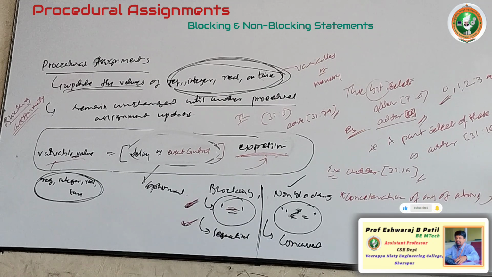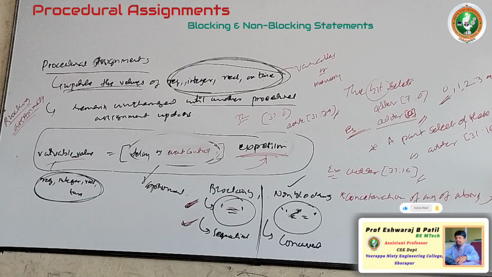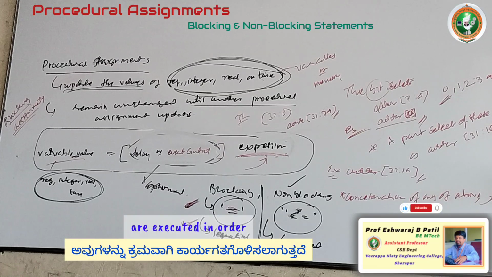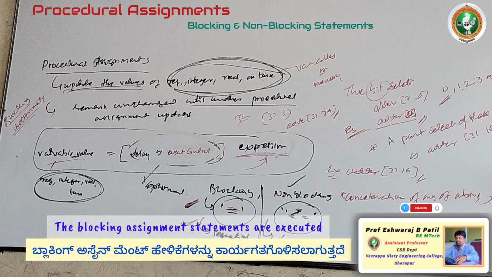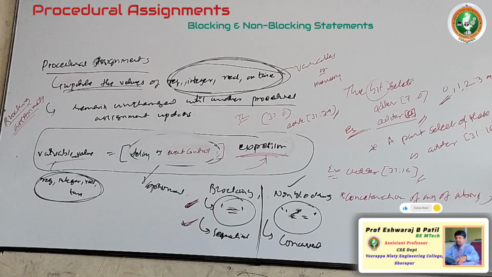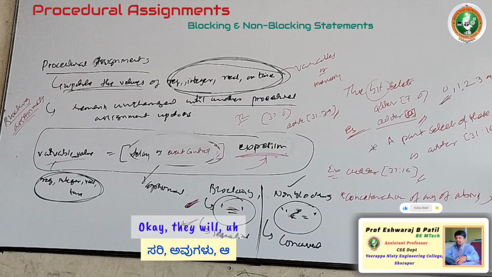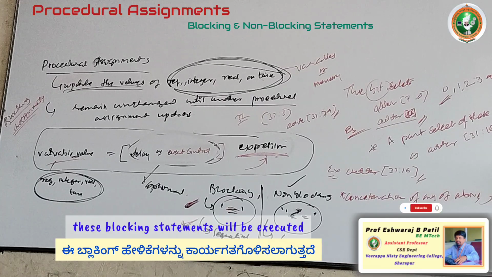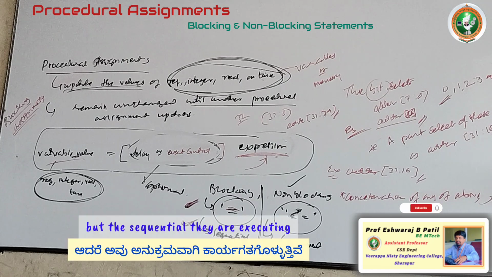Blocking assignment statements are executed in the order they are specified in a sequential block. These blocking statements will be executed in the order mentioned, as nothing but sequential execution.